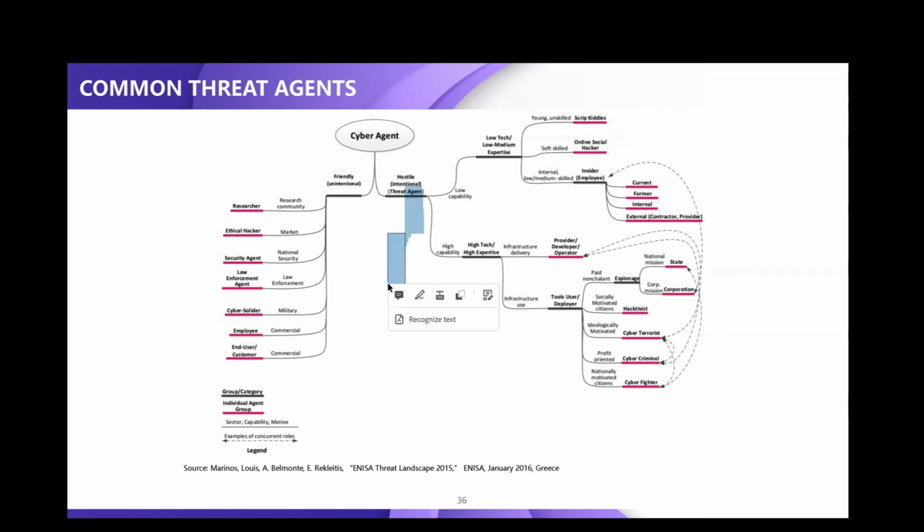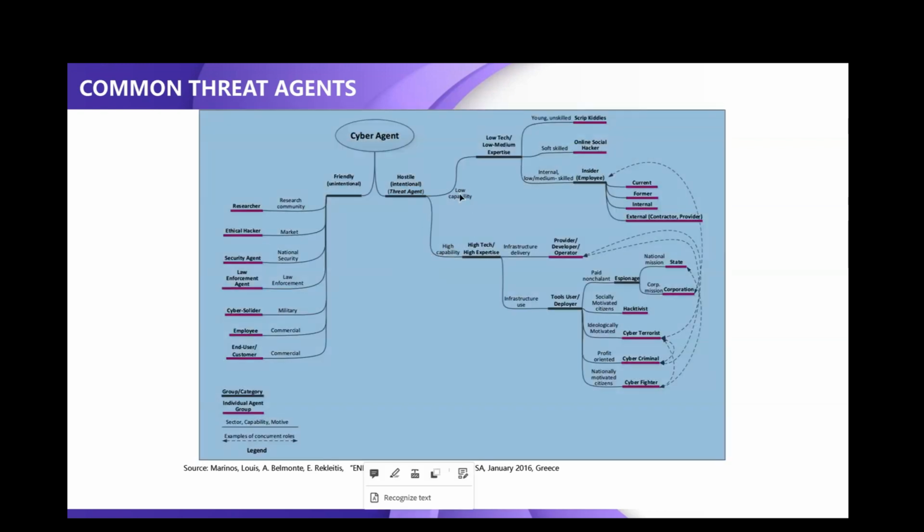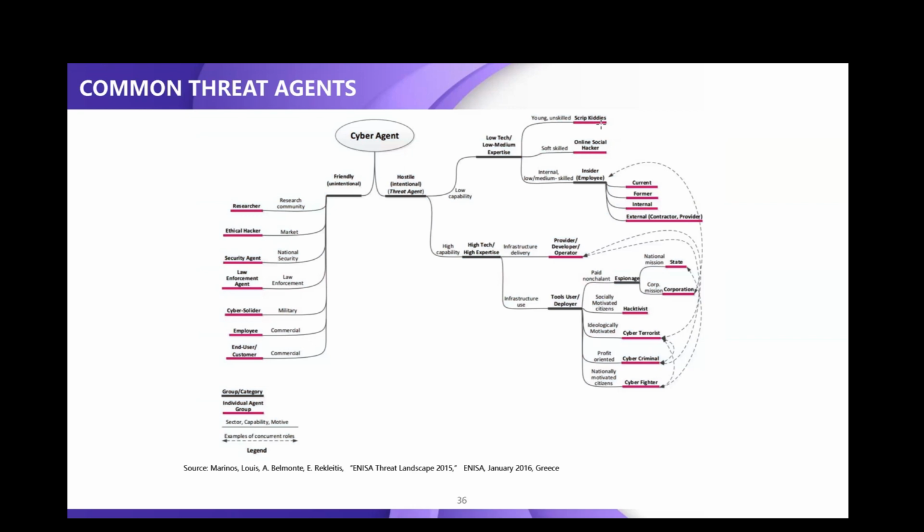For the unfriendly ones, we have people with low capability. Some people don't have the required skill set. In the low capability category, we have different kinds of people. We have the young, unskilled cyber actors. We call them script kiddies. These people are not so innovative. What they always do is look at available exploits and copy and paste. They are not so sophisticated.